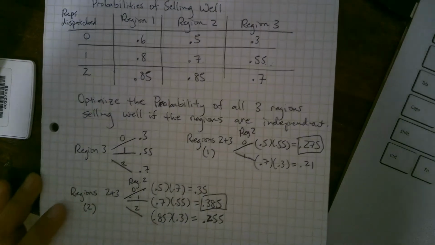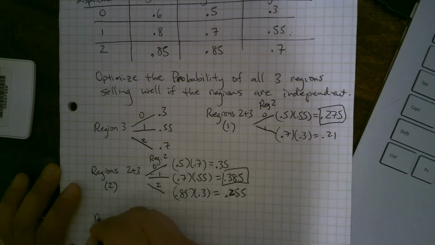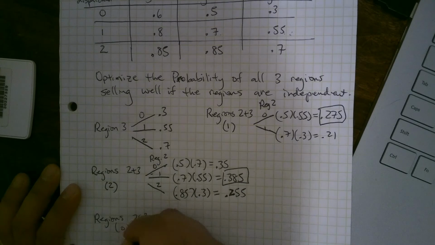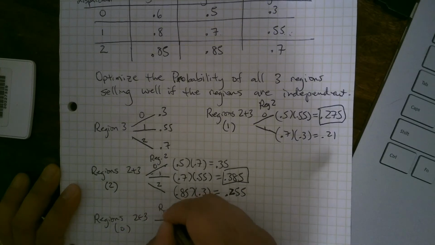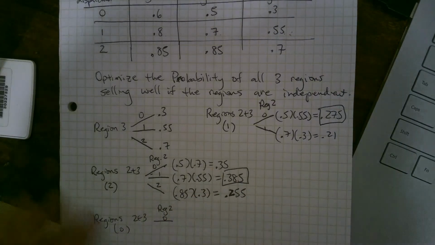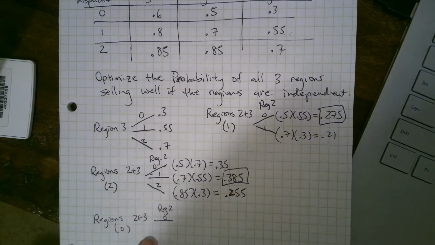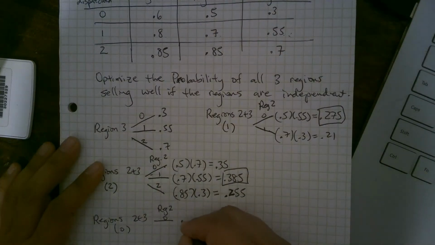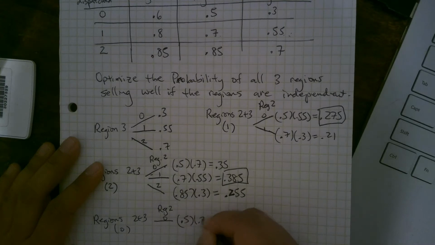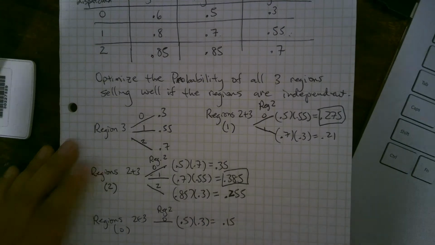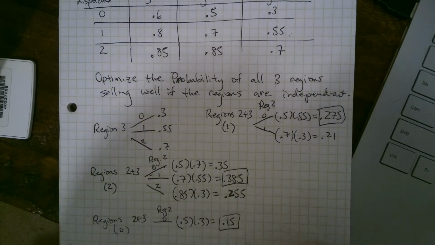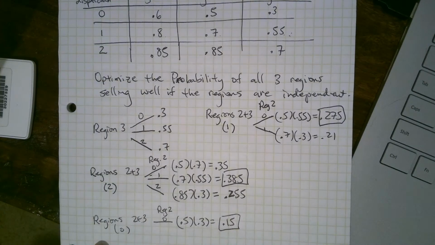And then finally, I'm going to look at the case where I have 0 reps in regions 2 and 3. That means I have 0 reps in region 2. I don't really need this, but I'm following the format of the other ones. 0 and 0 is 0.5 times 0.3 is 0.15. And there's only 1 case here, so this is certainly the maximum for 0 reps in regions 2 and 3.